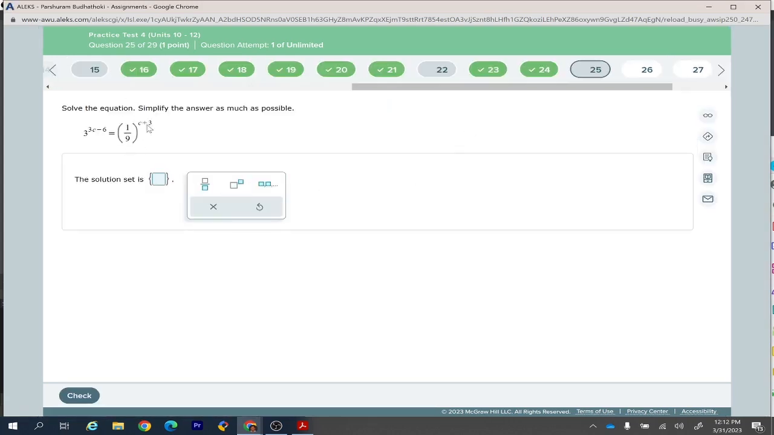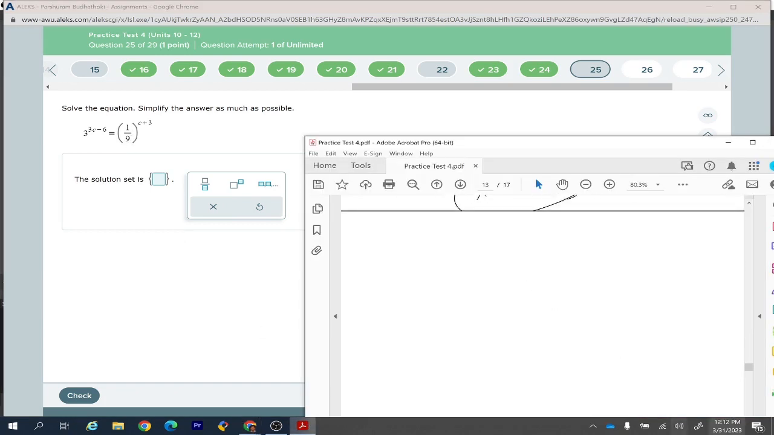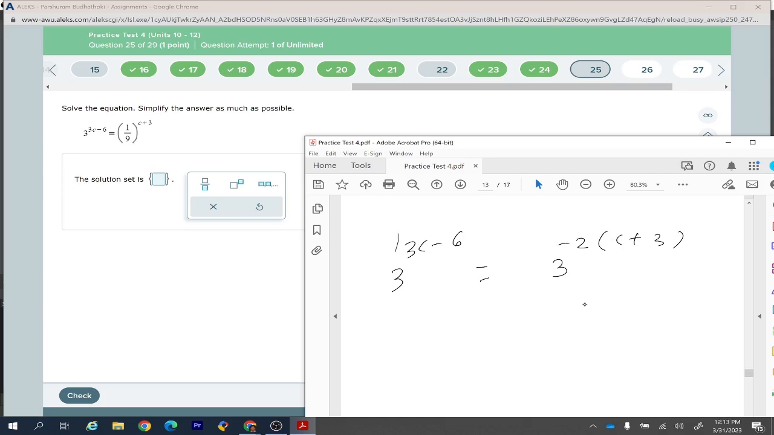Problem number 25. Exactly the same thing. 3 to the power 3c minus 6. This 1 over 9 can be written as 9 to the power negative 1. And 9 is actually 3 to the power 2. So this 1 over 9 is actually 3 to the power negative 2. So we can change this problem as 3 to the power 3c minus 6, and on the right side, it's 3 to the power negative 2c plus 3. Now just equate these two values here and solve for c.